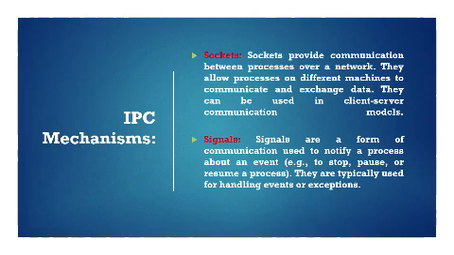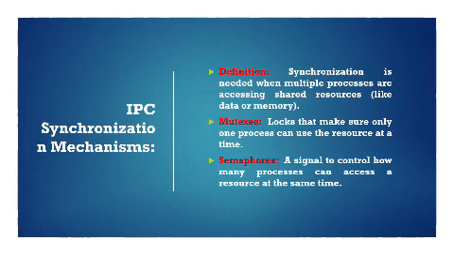Key takeaway: different IPC mechanisms serve different needs, balancing speed, security, and complexity. IPC synchronization mechanisms. First, what is the definition of this mechanism? Synchronization is needed when multiple processes are accessing shared resources like data or memory. There are two. First one is mutex, mutual exclusion locks, which ensure only one process accesses a resource at a time. Semaphores control how many processes can access a resource simultaneously.